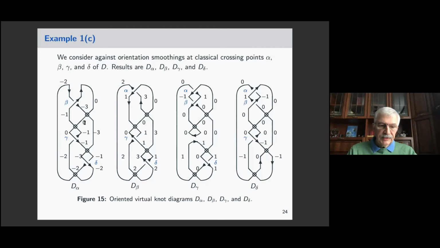And similarly for the others: D beta is obtained when you smooth at crossing beta, D gamma is obtained when you smooth at crossing gamma, and D delta is the diagram obtained by smoothing at crossing delta. And we induce the orientation for each of the diagrams. And again, according to the definition, we should calculate signs and indices. It can be done easily from the picture. Let me give you just the result. The results are presented in this table.